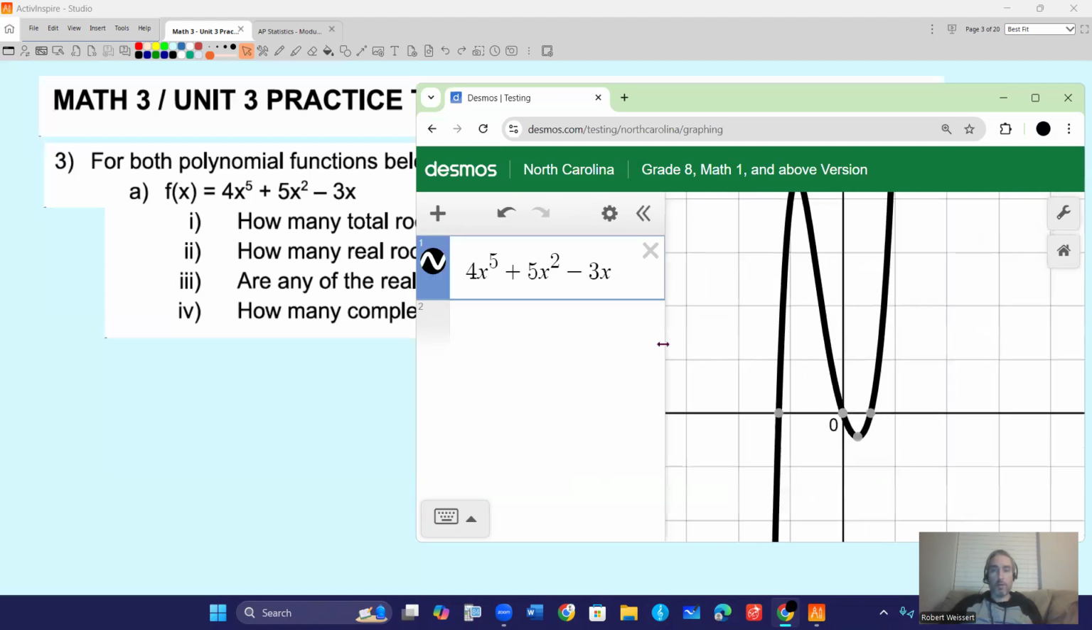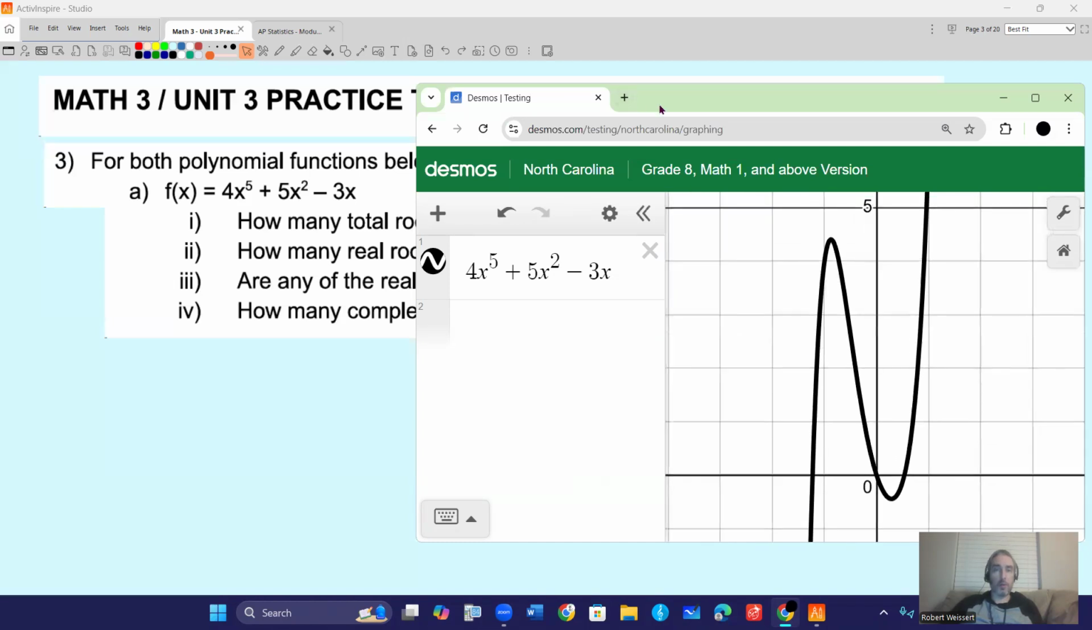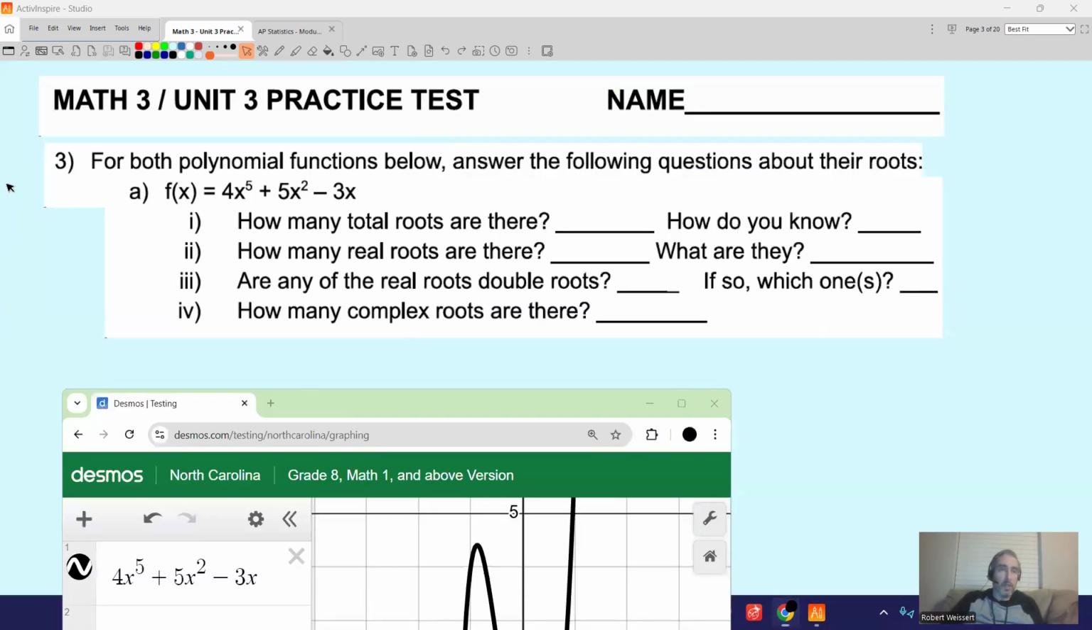So when we're going to first answer this question, talking about the total number of roots, what you have to understand first is you have to know what the degree of the polynomial function is. So your highest exponent is your degree, and that's going to always equal the total number of roots. And so since that's a 5, there should be a total number of roots of 5, and that's because the degree is equal to 5.